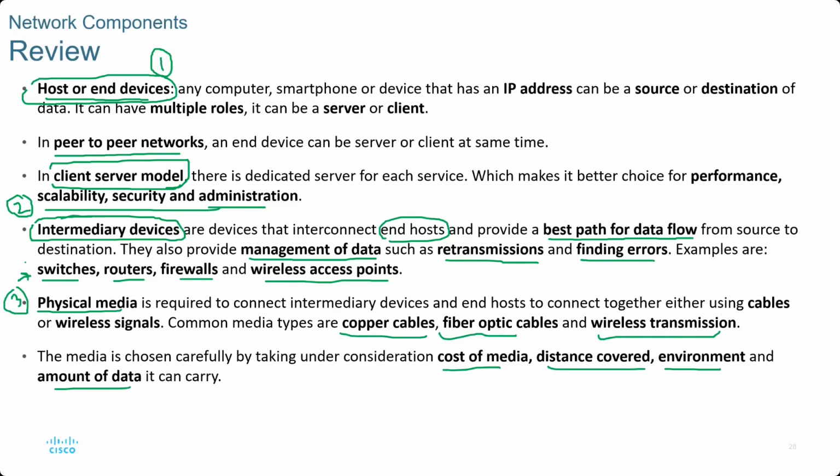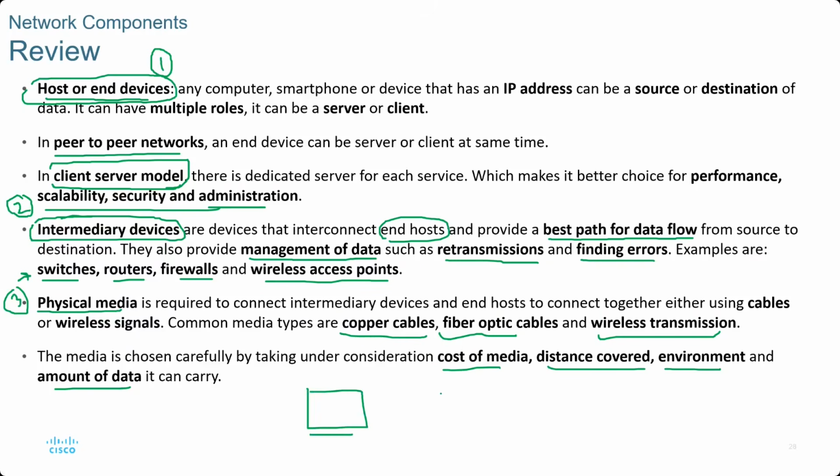So I hope this is very clear from a computer networks perspective that a computer network needs three components. If you have a host or end device, if you have an intermediary device, and if you have a physical media, then you can connect all these things together. And whenever you do that, you can say you have created a computer network. It is that simple.